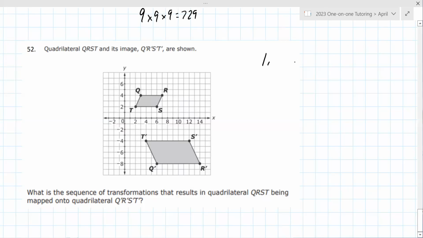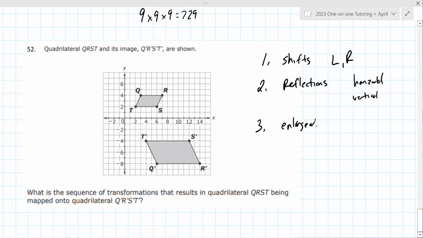So there are what are called shifts, left and right. There are reflections, which are generally over a horizontal or vertical line. There are enlargements or reductions. There are others, but this will be sufficient for us. Do you see any of this here? A reflection and an enlargement and possibly a shift.